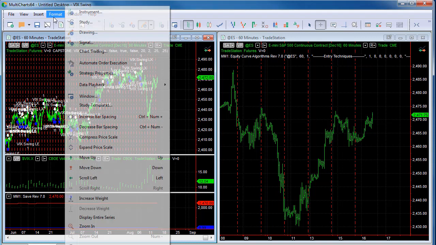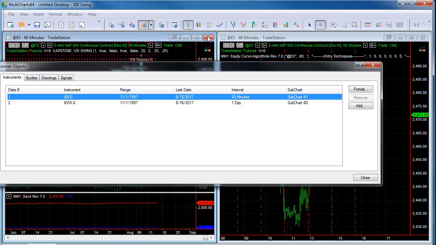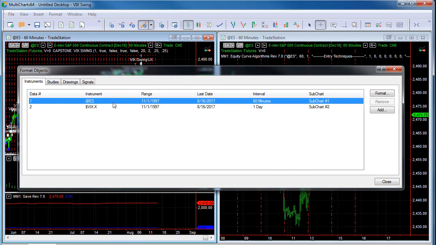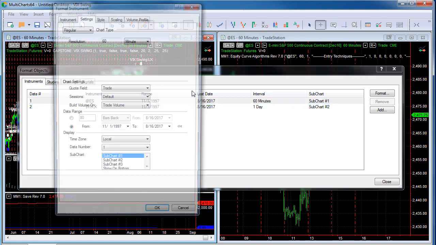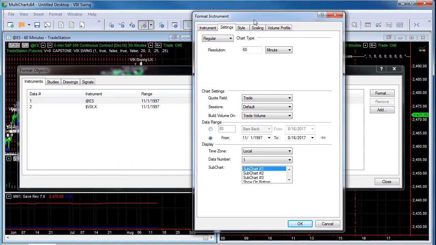You want to set this up on 60-minute charts. You have data 1 is the E-mini S&P. I'm using TradeStation data in MultiCharts, so it's at ES, going back to 11/1/1997, and the VIX data doesn't go back that far, so you don't really have to go back that far. You only have to go back as far as you have VIX data. We're using the default session that is set up for the ES, and 60-minute bars, 11/1/1997.